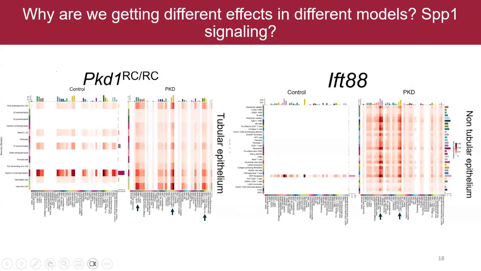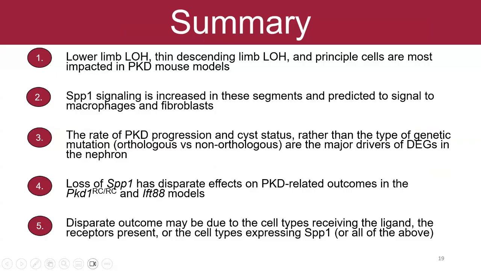And lastly, we wanted to look at what cell types are being signaled to with SPP1 in these two mouse models. So in our PKD-RC mice, we look in our tubular epithelium, and that's where we're seeing the effect. And we see that it seems to be signaling with kidney-resident macrophages and Ly6C high monocytes. When we look at our IFT88 in the non-tubular epithelium, we see signaling instead to fibroblasts and Ly6C high or Ly6C low monocytes. So it really seems like these disparate outcomes could be due to different cell types receiving the ligand. And there's my summary.